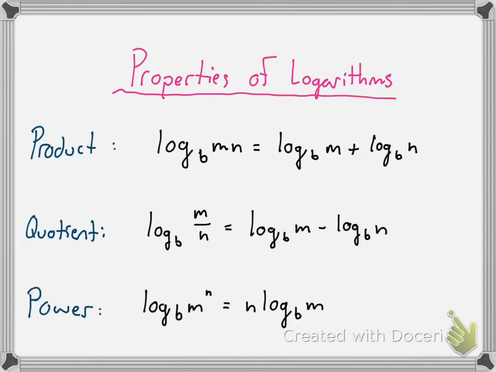And finally, by the power property, if I had log base b of m to the nth power, I could move that exponent as a coefficient, and I could say instead n times log base b of m.